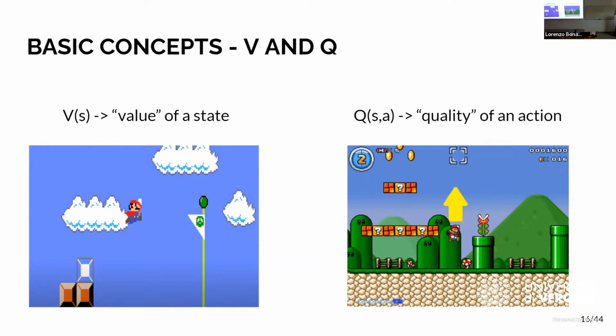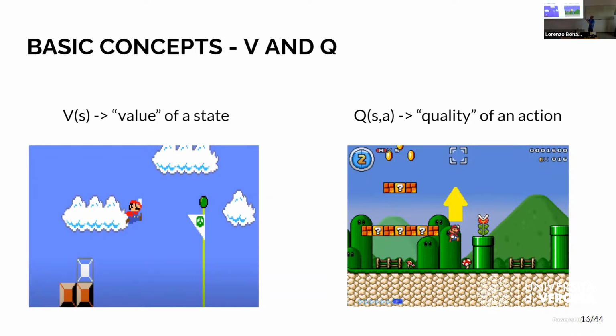Instead, the quality function, which takes as input a state and an action, tells us, given a state, and the state is this whole picture of the game, and given an action, and in this case the action is jump.